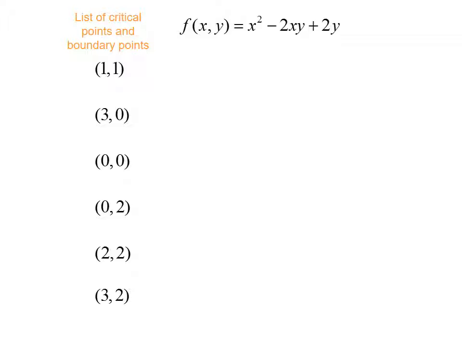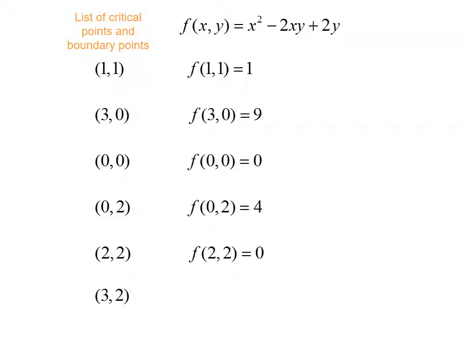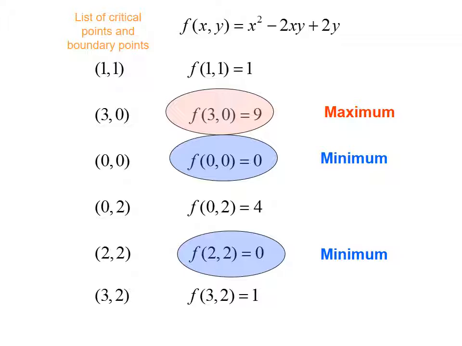So here's a list of all those points that we found. We found the point 1, 1, which was a critical point. We plugged the 1, 1 into the function and we got 1. We found these other points. We've already plugged them into the function and this is what we get. So this is a list of all of our critical points and boundary points. We pick out the largest one of those, that's our maximum, and the smallest ones, which is a tie, and that's our minimum.